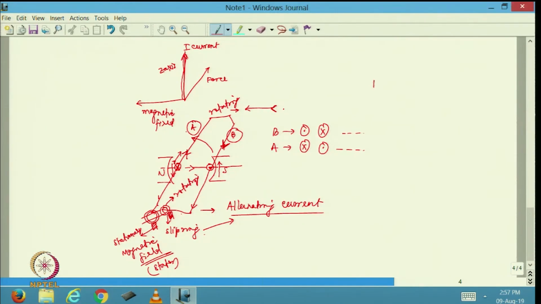So, to reiterate, what are the rotating parts? The rotating parts are going to be slip ring. Along with that, I will also have conductors. Whereas, what are the stationary parts? The stationary parts are going to be the poles or magnetic poles or magnetic field, and I am also going to have the brushes which are stationary.